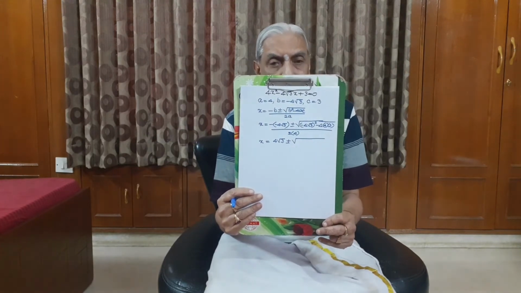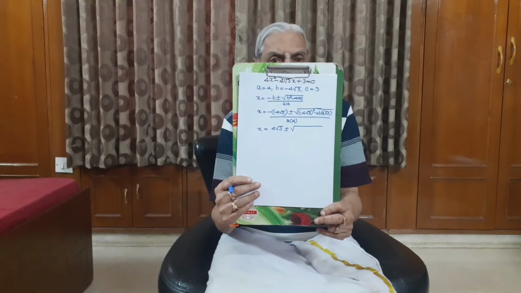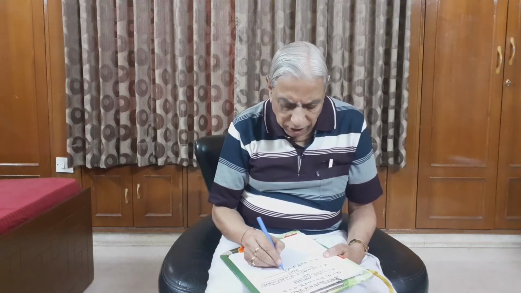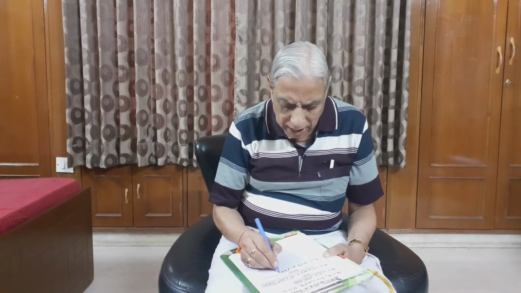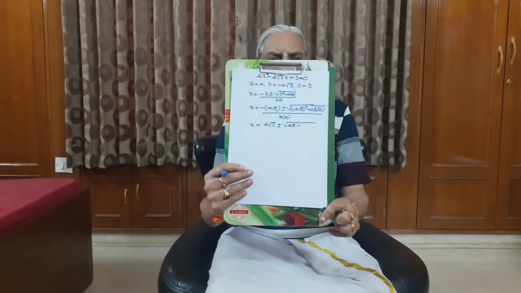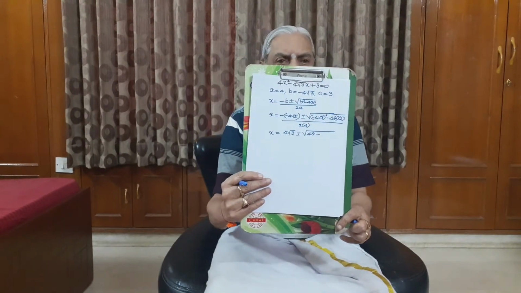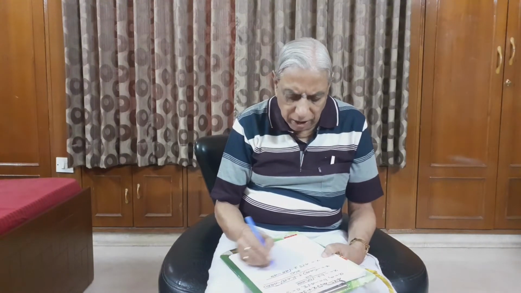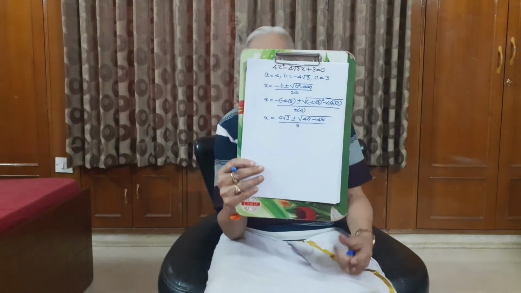4 root 3 into 4 root 3 is 4 into 4 into root 3 into root 3. 4 into 4 is 16. Root 3 into root 3 is 3. 16 into 3 is 48. So I write 48. Then minus 4 into 4 into 3. What is 4 into 4? 16. What is 16 into 3? 48. I write 48 again here. Whole divided by 2A means 2 into 4, that is 8. Please understand.